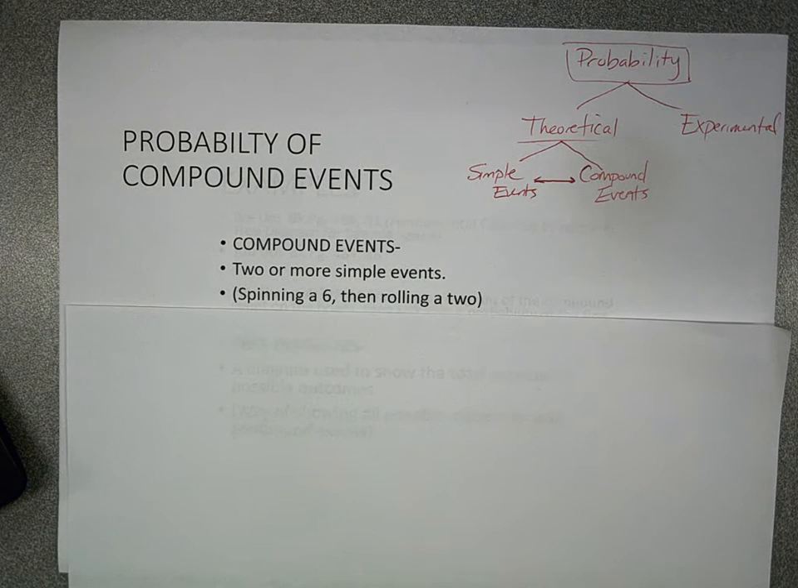So, for example, you have a spinner and you have a number cube. What's the probability of spinning a 6 on the spinner then rolling a 2 on the number cube? That's an example of a compound event. So it's just two or more simple events. It's like you're doing two games within one game. That's an easy example of compound events.